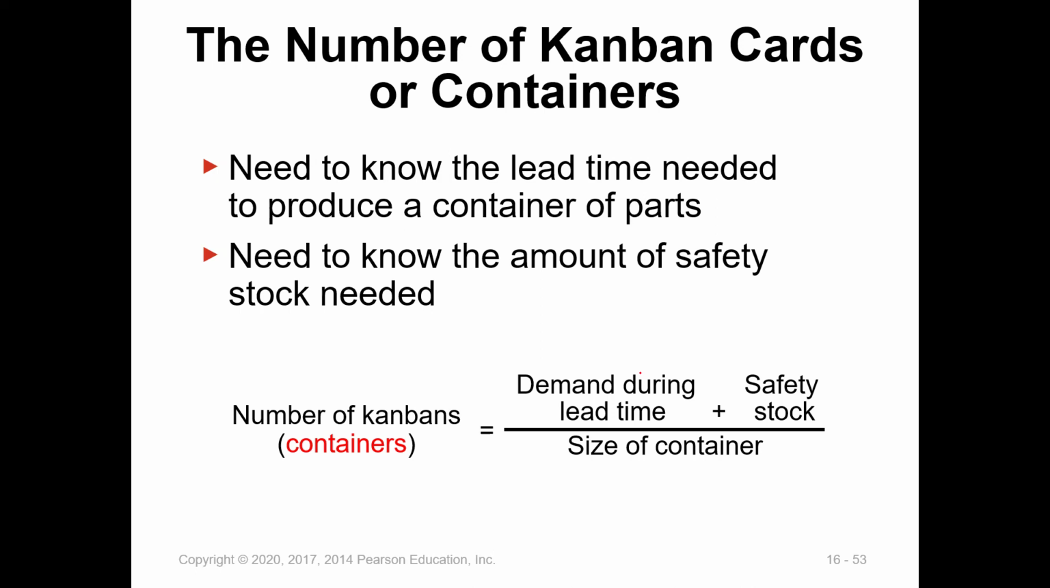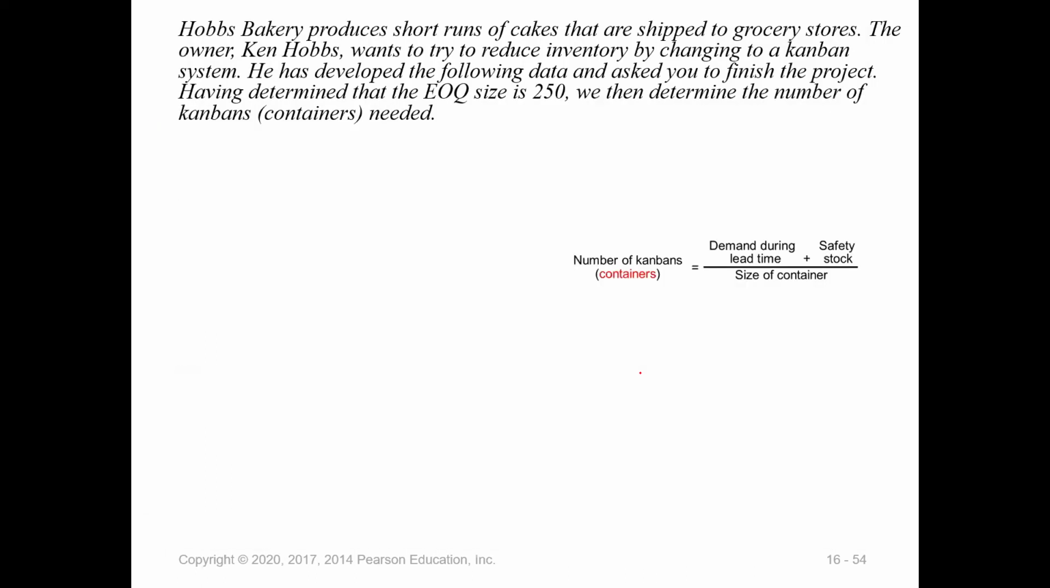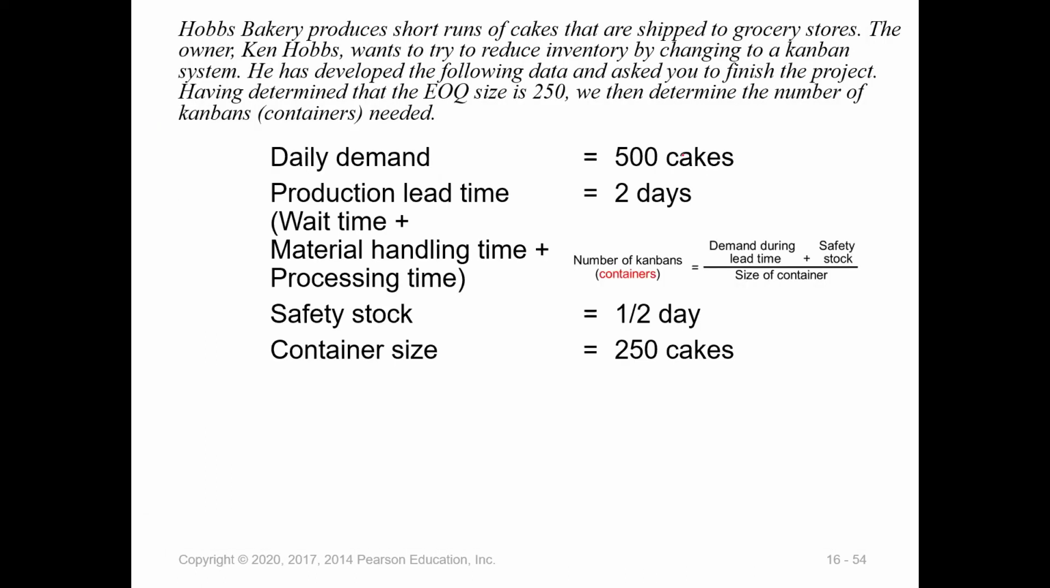Okay, let's see an example here. Let's look at this example. I keep moving this because I want to read. So this is Hop's Bakery, which produces short runs of cakes that are shipped to grocery stores. The owner wants to try to reduce inventory by changing to Kanbans. He has developed the following data and asked you to finish the project, having determined they know the EOQ size, which is Q star P, is 250. We then determine the number of Kanbans.